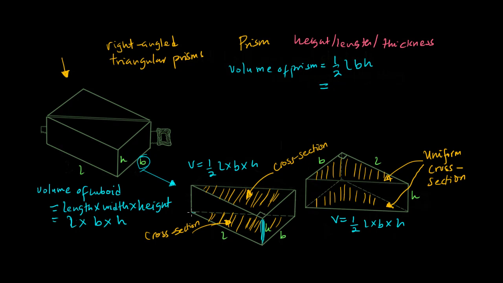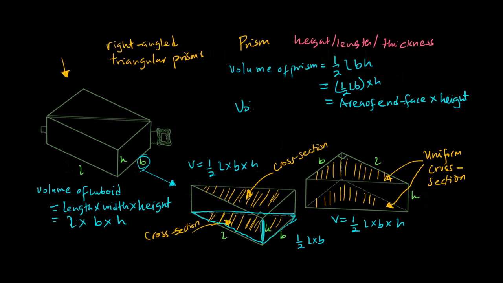But from this we can also do something here. For this base face, this is a triangle. The area of this triangle is 1 all over 2 length times breadth. This is the length, this is the breadth. So this is the area of the triangle. So from here we can say 1 all over 2 length times breadth, then times height. So 1 over 2 length times breadth is the area of one of the end faces, times the height.